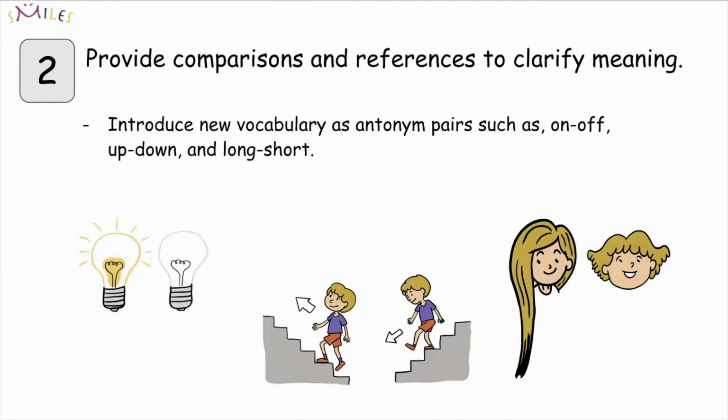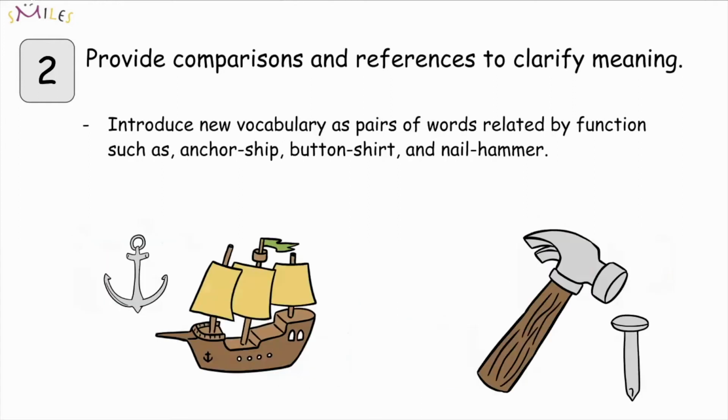Comparisons can be provided in the form of antonym pairs. The meaning of on is better understood when compared to off. Up versus down, and long versus short. Introduce new vocabulary words as pairs of words related by function. For example, the function that relates an anchor to a ship, or a button to a shirt, or a nail and a hammer. Making these associations helps students understand the meaning of words better.